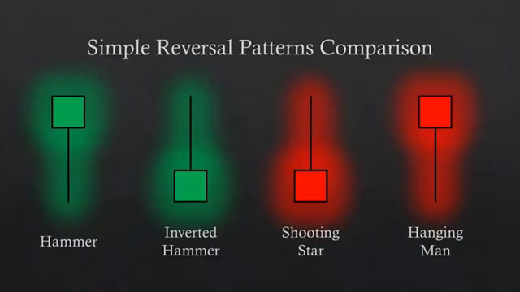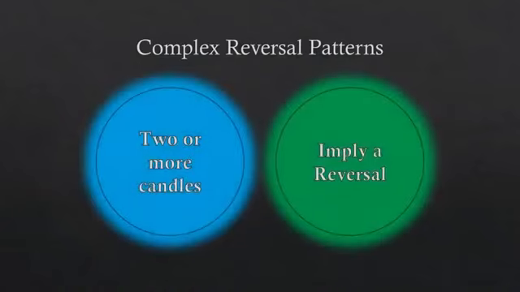Let's move on to the complex reversal patterns, where we have two or more candlesticks forming a pattern that will indicate a reversal in the current direction of the price. We will start with patterns that have two candles, and then we'll move on to more complex patterns later. The first complex reversal pattern we're going to study is the bullish engulfing pattern.